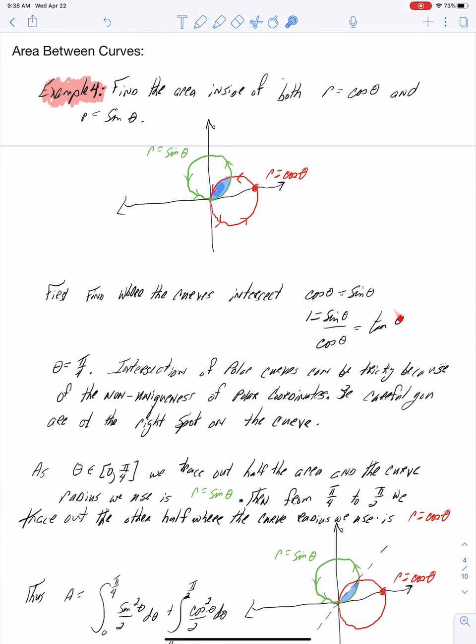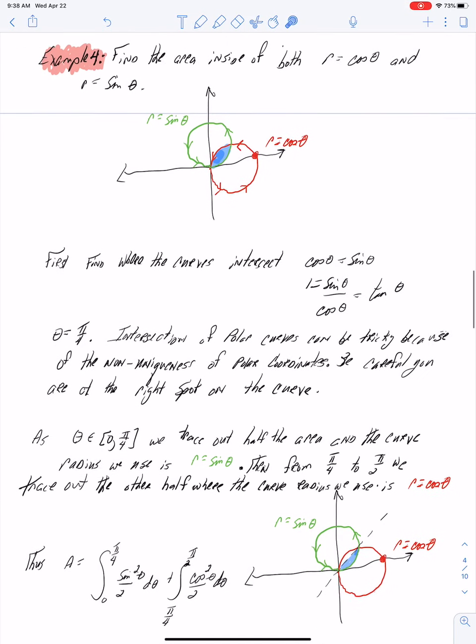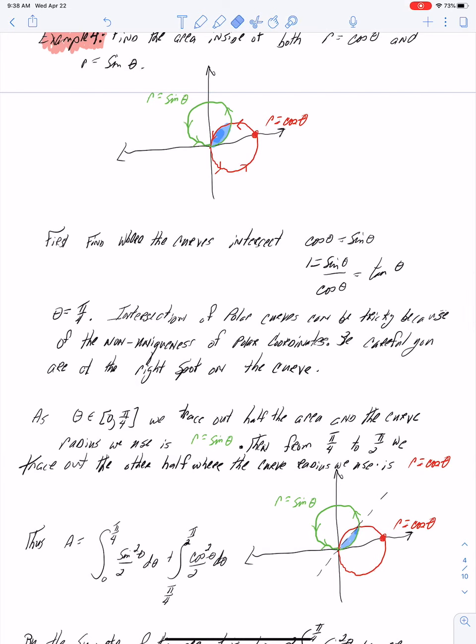So I'm interested in where tangent theta is 1. And that happens at lots of places, of course. But in particular, it happens when theta is pi over 4. And we find at pi over 4, on this curve I'm here, and on this curve I'm here. Sometimes curves can intersect, but not for the same theta, again because polar coordinates are not unique, in which case life gets a little tricky.